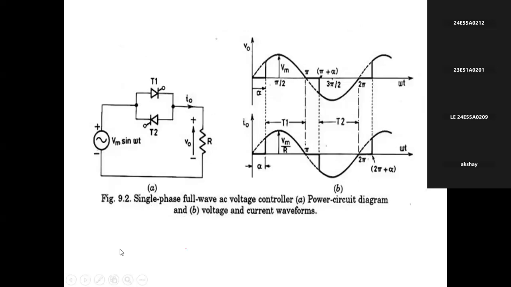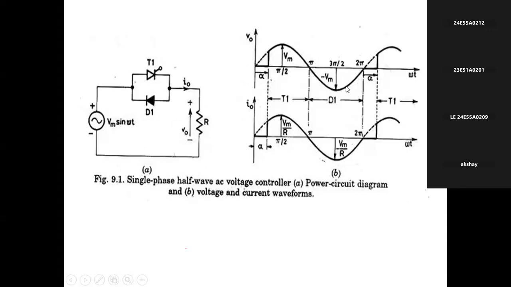Now see the full wave AC voltage controller. The difference you observe: here there are two thyristors, both controllable, in the positive cycle and the negative cycle. But in the half wave, in the negative cycle the diode is on, and in the positive cycle T1 is on. There is no controlling in the negative cycle. Whatever input you give, you get the same output in the negative cycle. But in the positive cycle, the input is complete from 0 to pi, but the output is from alpha to pi.